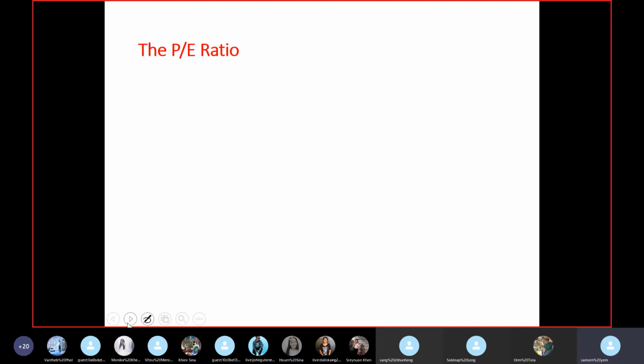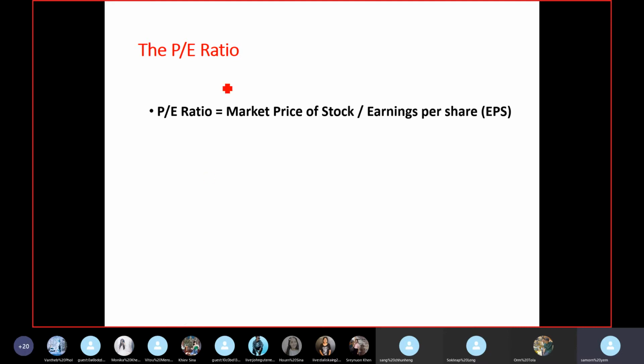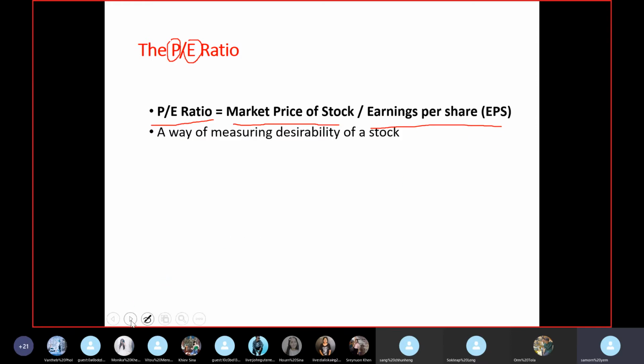We go to the PE ratio. What is the PE ratio? P is the market price, E is earnings per share. So the PE ratio is equal to the market price of the stock divided by earnings per share. The meaning of the PE ratio is that it is a way of measuring the desirability of the stock. It indicates the expectation about the future of the company.